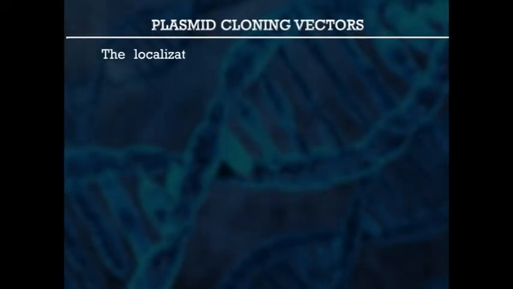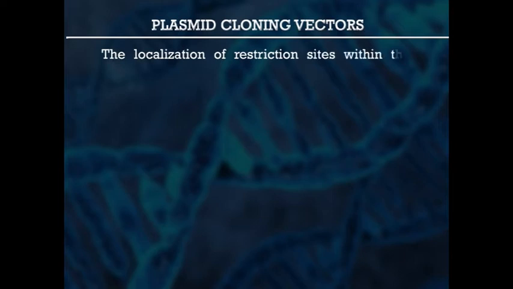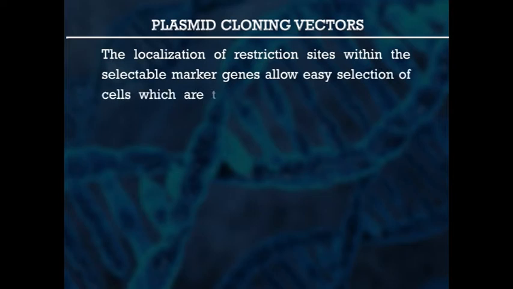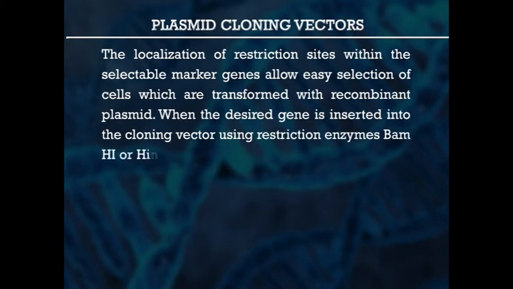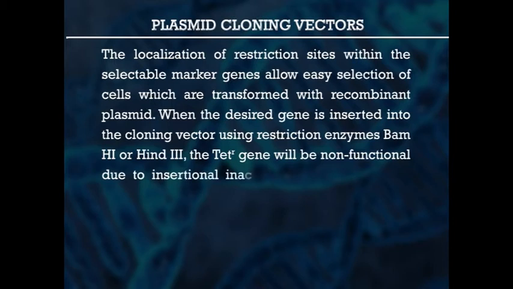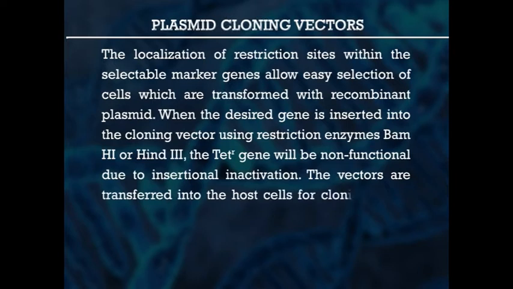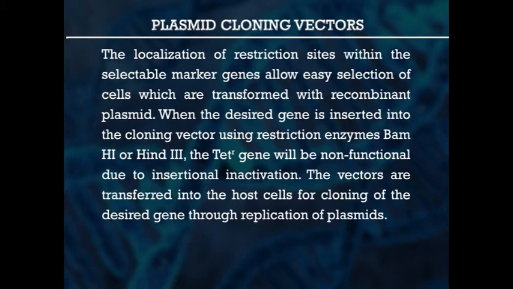The localization of restriction sites within the selectable marker genes allows easy selection of cells which are transformed with recombinant plasmid. When the desired gene is inserted into the cloning vector using restriction enzyme BamHI or HindIII, the tetracycline resistance gene will be non-functional due to insertional inactivation. The vectors are transferred into the host cells for cloning of the desired gene through replication of plasmids.